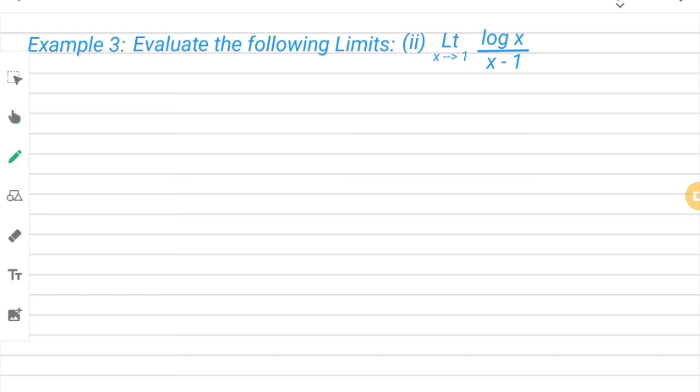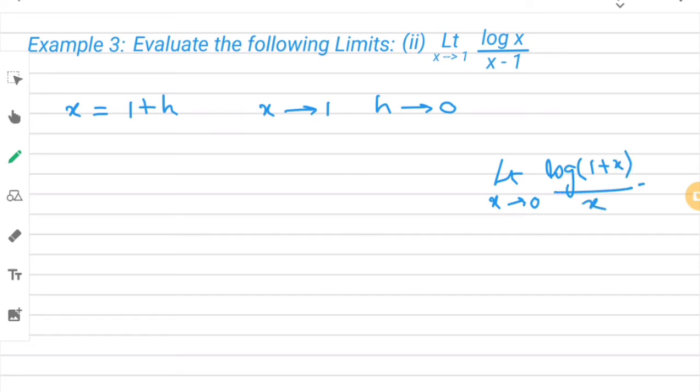For that I am taking x value as 1 plus h, and x tends to 1, h tends to 0, and this is in the form of limit x tends to 0 of log of 1 plus x by x, and we know the result as 1.